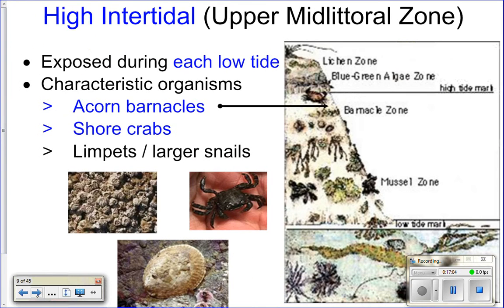Highest zone. The high intertidal zone. Okay, this is going to be the zone that is exposed during each low tide. So this is going to be this upper part right here. And so every low tide, that's going to get exposed to the air. And it's going to be the last thing to be covered. Types of things that you find here are acorn barnacles. That's this picture right here. Shore crabs, limpets, that sort of thing. That's this zone right here.